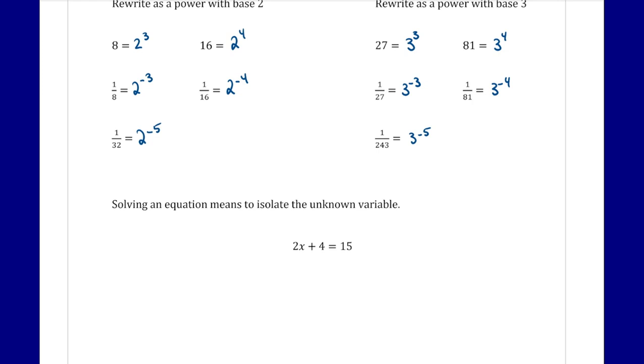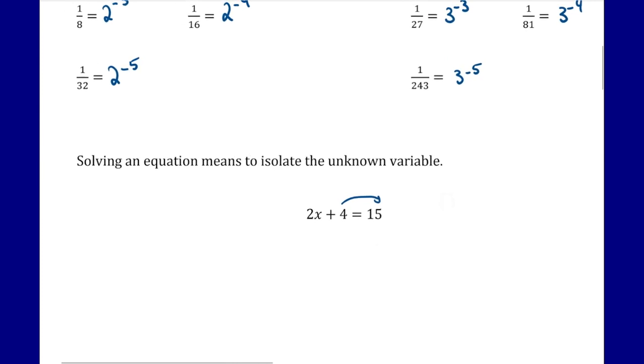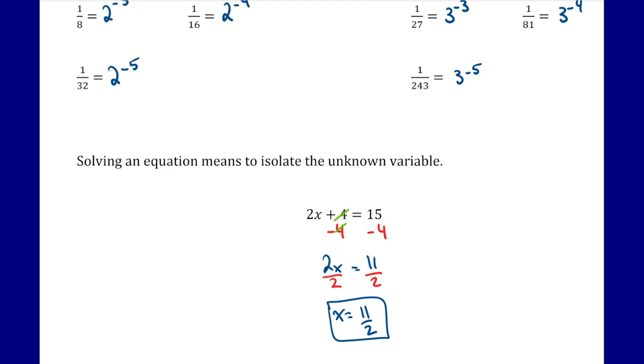There are different ways you might have learned. Either you move these separate terms to the other side, and it becomes the opposite operation, or you cancel it out. So minus 4, minus 4. One side cancels out. We get 2x equals 11. Now we divide by 2 because that's the opposite of multiplying. We get x equals 11 over 2 as our final answer.